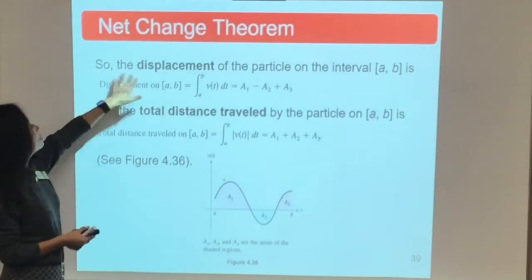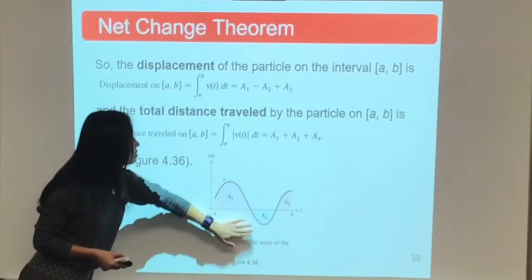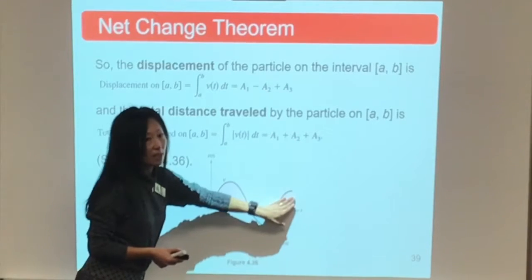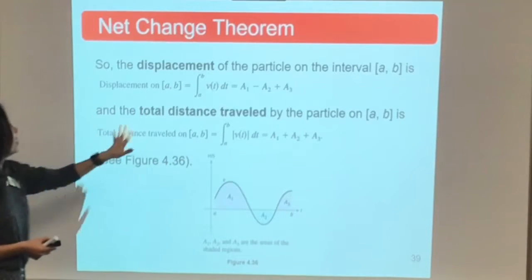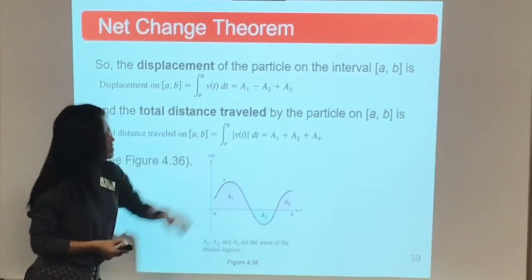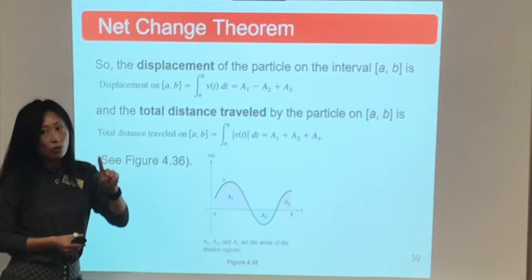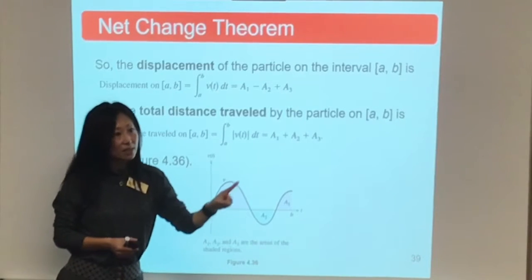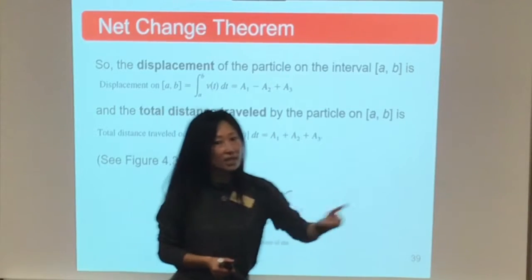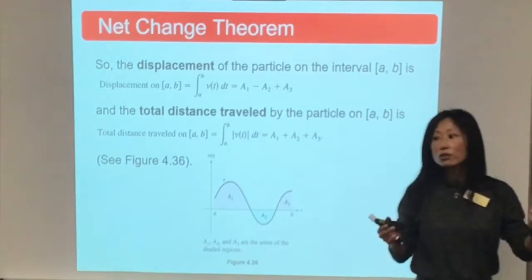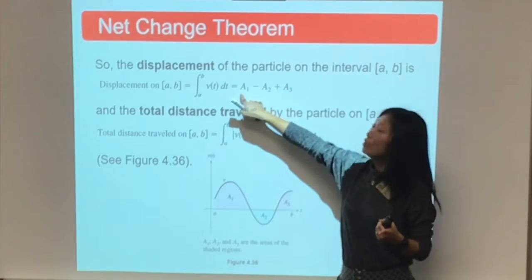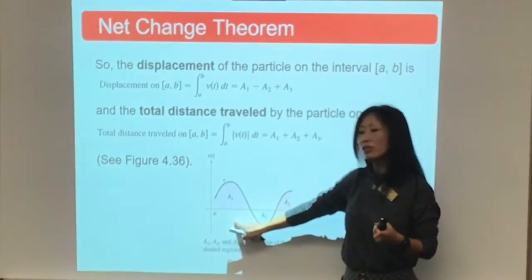So, when I do displacement, I do exactly what it looks like: A1 minus A2 plus A3. Are you with me? That's a displacement. Now look at the total distance traveled by the particle on A and B. Total distance means, can I have a negative distance? I'm asking you, can we have a negative distance? No, that's right. Distance always has to be positive.